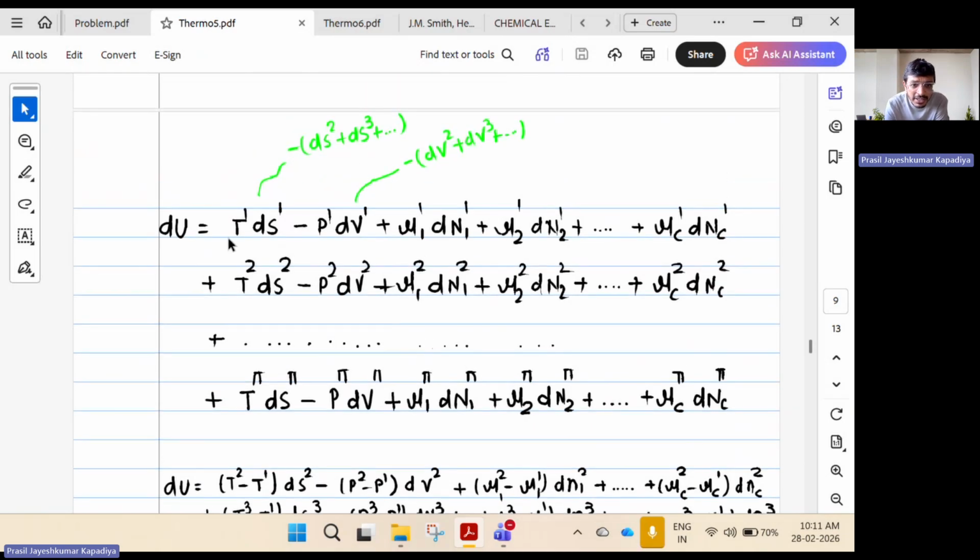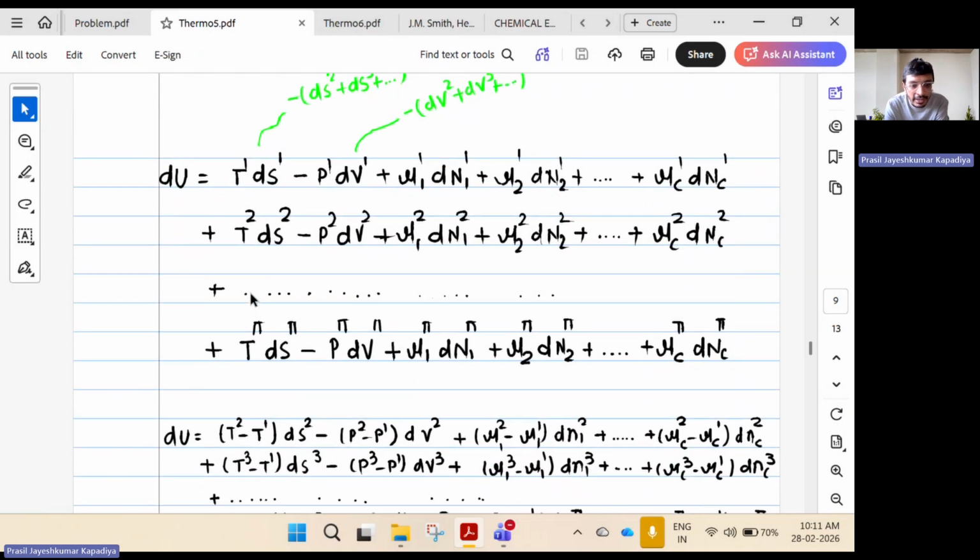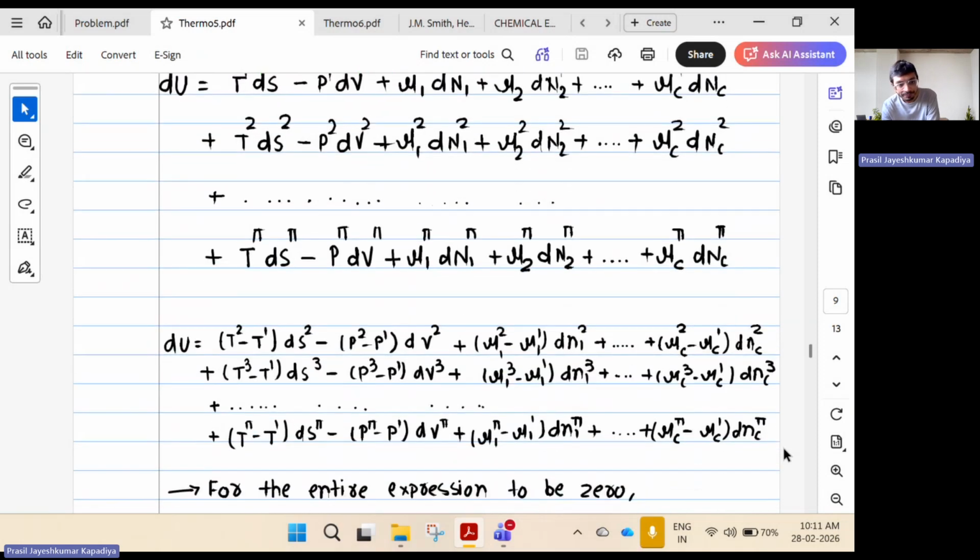Let's say this term is minus T1 dS2 and here it is plus T2 dS2. So can I write (T2 minus T1) in dS2? Similarly, minus of (P2 minus P1) into dV2. Similarly, plus of (mu1 in phase 2 minus mu1 in phase 1) into dn1 in phase 2, plus up to (mu c in phase 2 minus mu c in phase 1) dnc in phase 2.